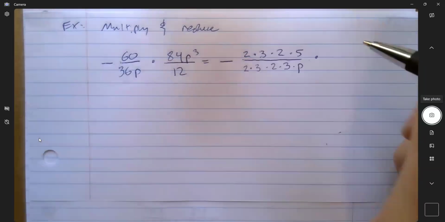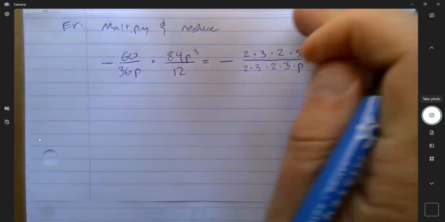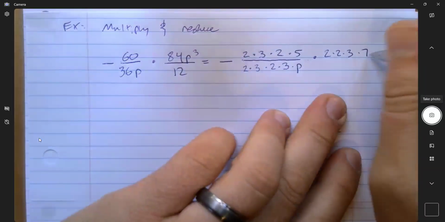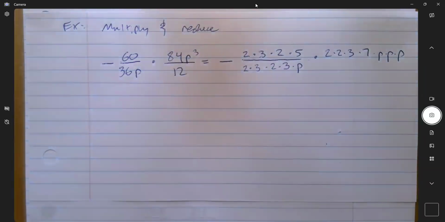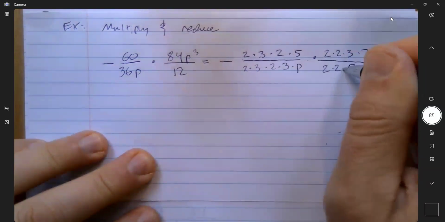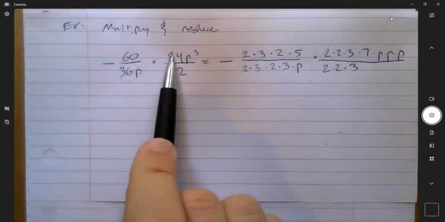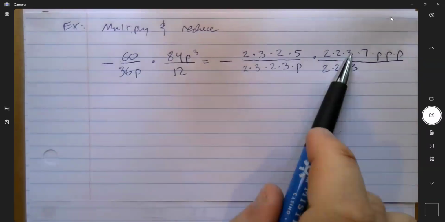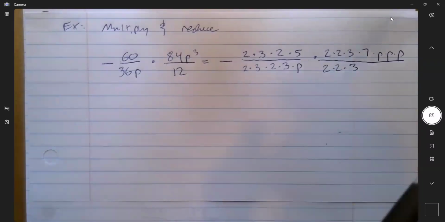And I multiply that. 84 is 7 times 12. So that's 2 times 2 times 3 times 7. And then there are 3 p's. And then the bottom is 2 times 2 times 3 because it's 12. Now, you could say 84 is 7 times 12 and just cancel the 12s right away. That's fine. But I want to show you the prime method because this is the way that always works.